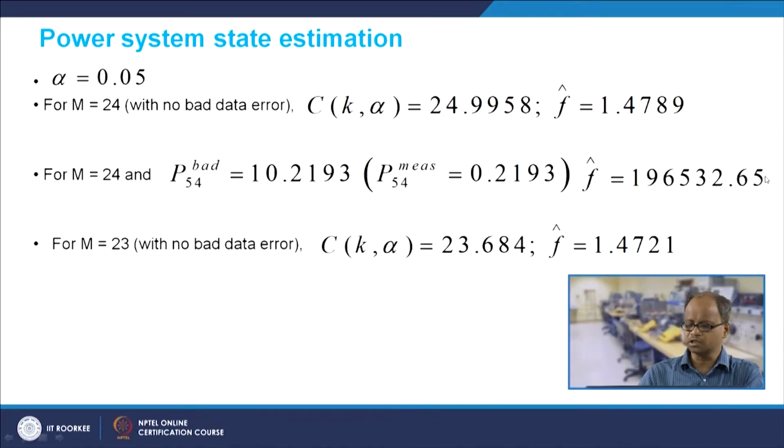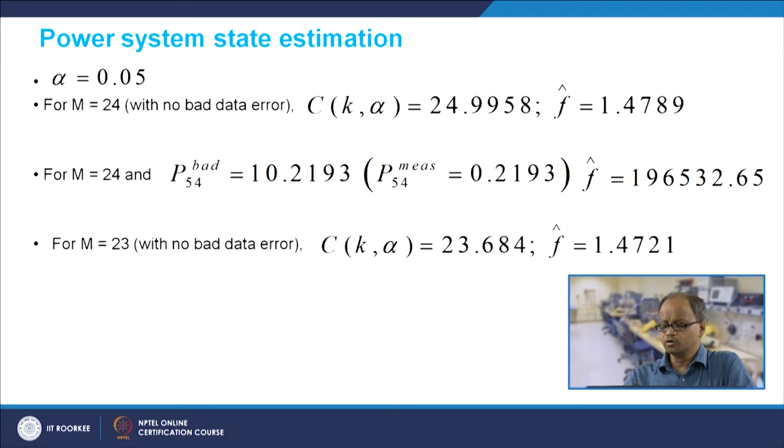So, now with this single bad measurement, if we do this state estimation, then we find that my f hat value is 196,532.65, which is much more than this. So, therefore, we conclude that there is certainly a bad data.